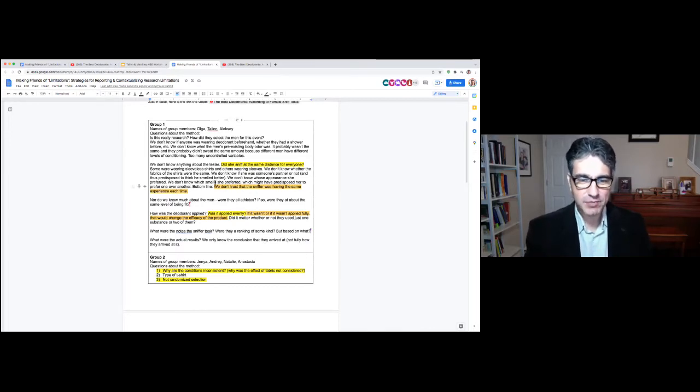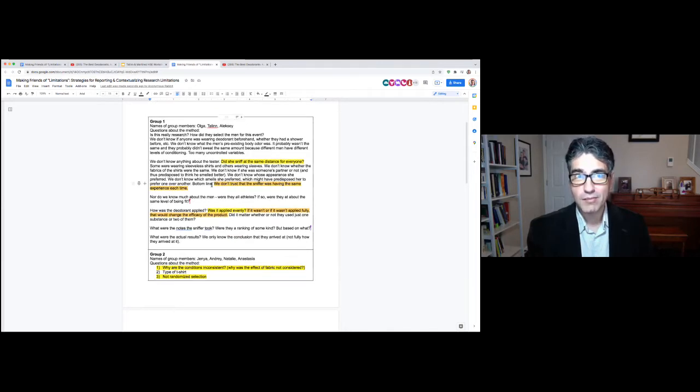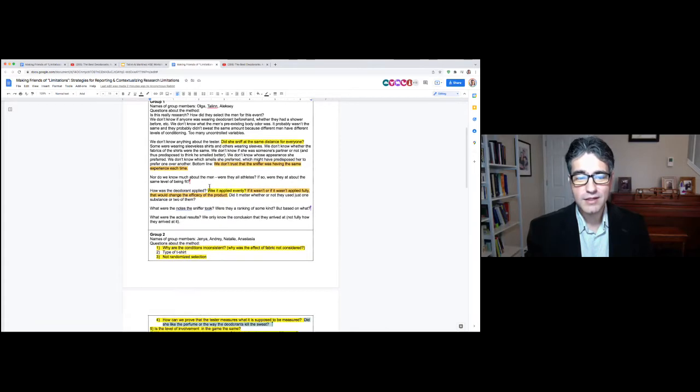And they explain, they say, we don't trust that the sniffer was having the same experience each time. Now you can imagine that if you are a manuscript reviewer, and if this was a real method, a real research, you would have that question, and quite rightly so. And so it should be explained, and it should be on your mind as a writer that this is a problem.